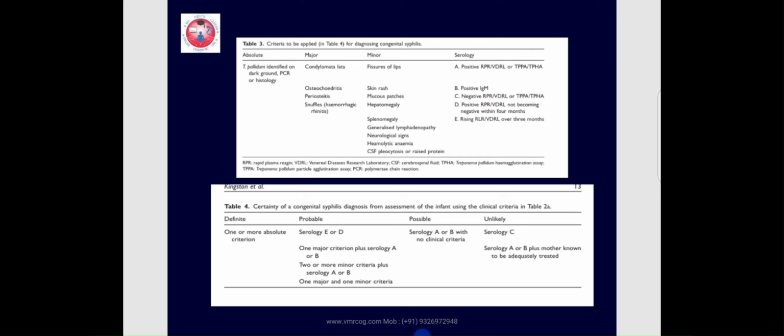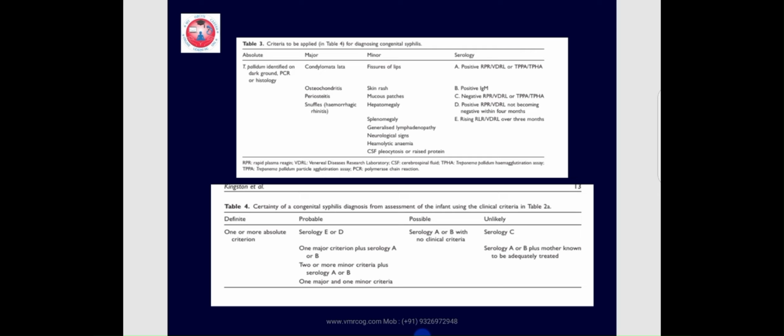Then the clinical major criteria are: one is condyloma lata, second is osteochondritis, third is periostitis, and fourth is snuffles, that is hemorrhagic rhinitis. You can remember BONES. In bones you have osteochondritis and periostitis. Then in skin you have condyloma lata, and in the nose you have hemorrhagic rhinitis. N for nose and S for skin. That is how you can remember the major criteria.